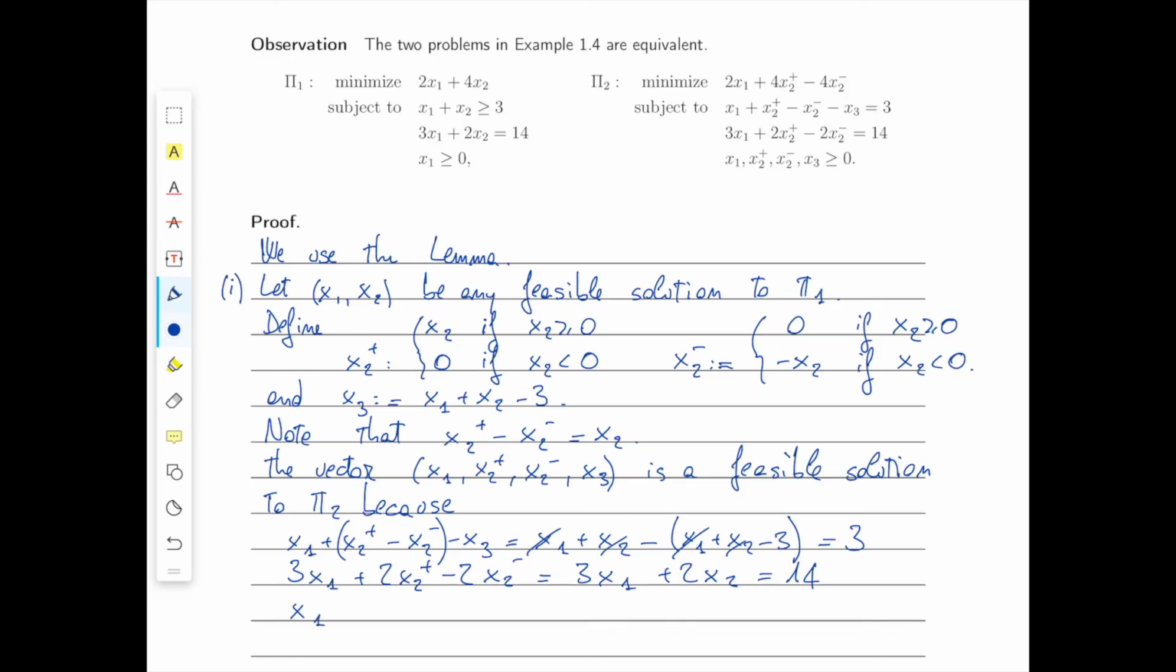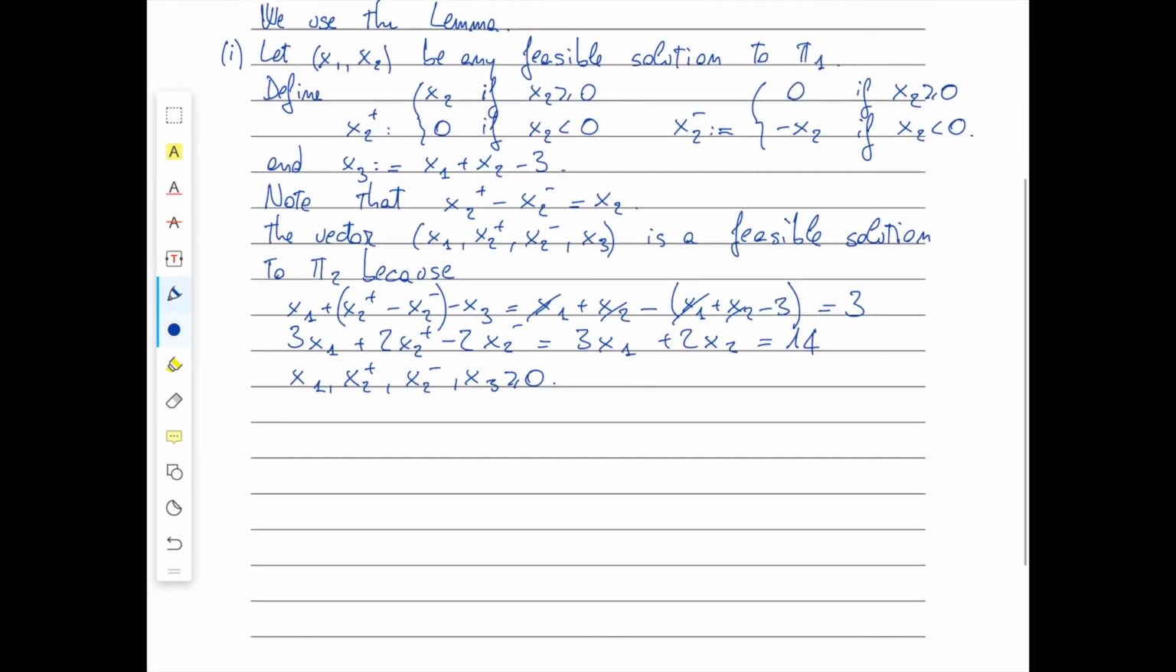Finally, by definition, we have that all the variables x1, x2 plus, x2 minus, and x3 are greater than or equal to 0. Good, so we checked that the solution is feasible.